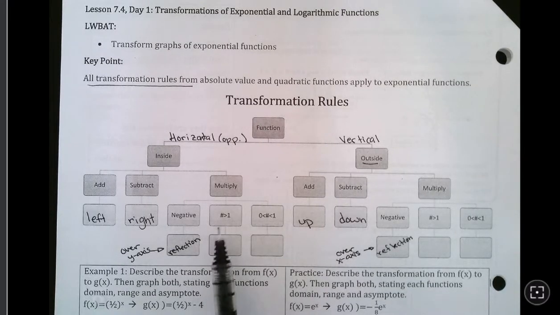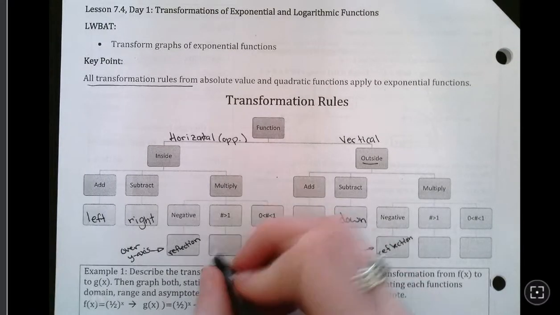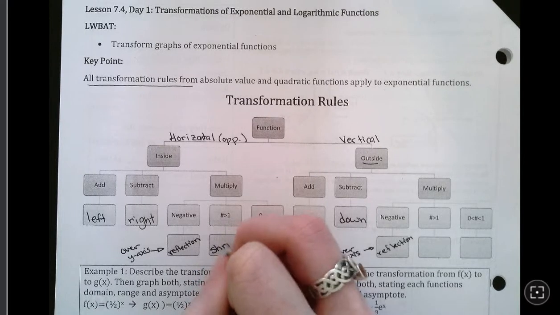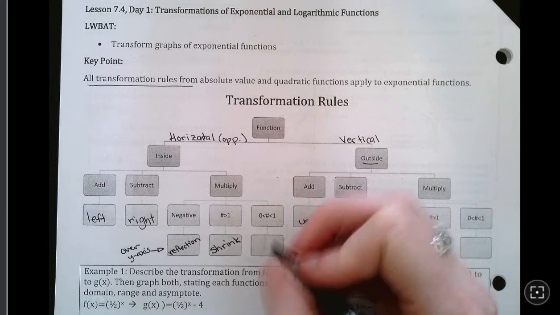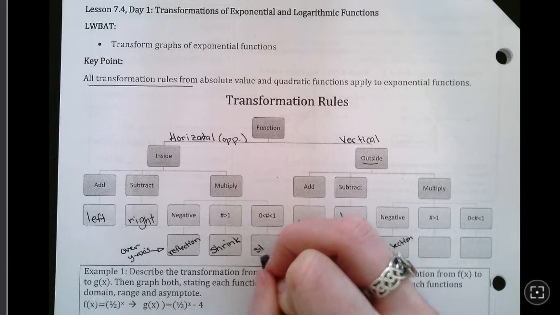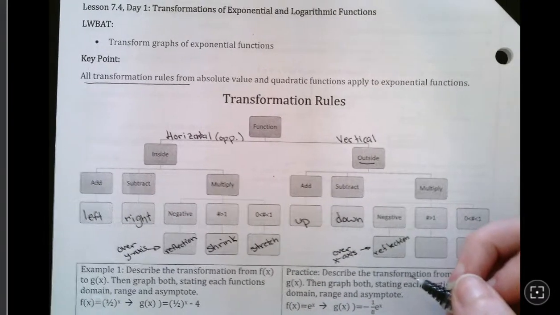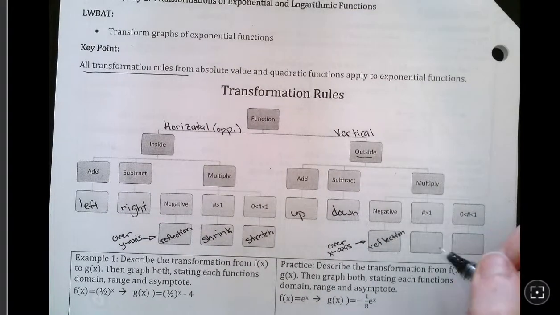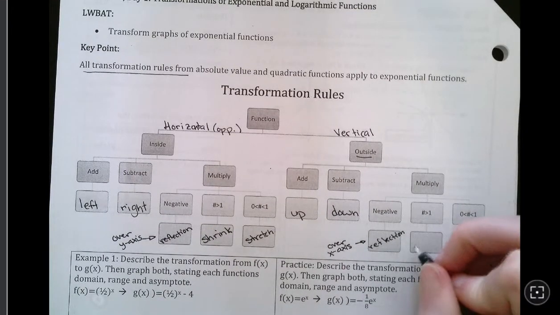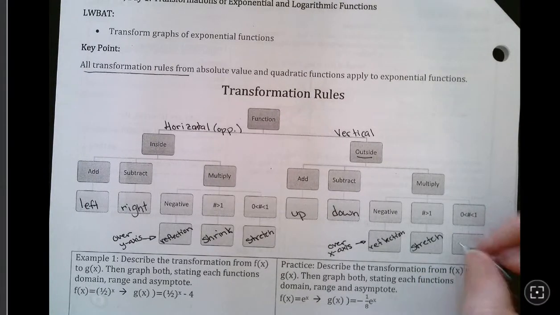Now, normally when I think greater than 1, I would think, oh, this is going to get bigger, but opposite. So this one is a shrink here. And then when it's between 0 and 1, those decimals, fractions, things like that, it's going to be a stretch horizontally. Next, over on our vertical multiplying, if it's greater than 1 here, this will be our stretch this time, because it does what we expect it to. 0 to 1, that's our shrink.